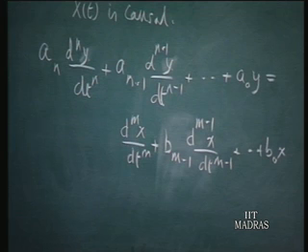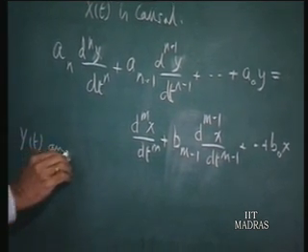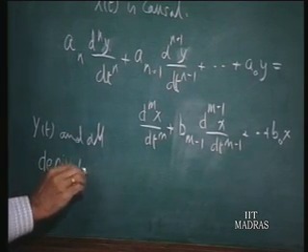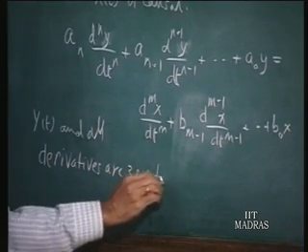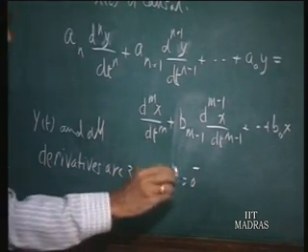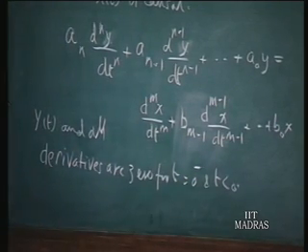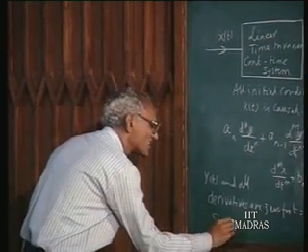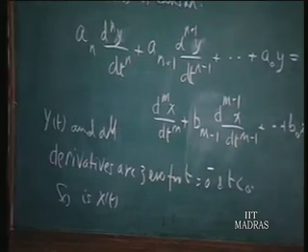Now, we assume that y(t) and all derivatives are 0 for t equals 0 minus and of course t less than 0. That means the circuit is dead as far as the response quantity is concerned, and so is x(t), because x(t) is a causal function, identically 0 for all negative values of time.